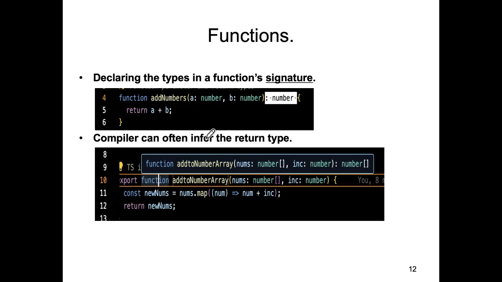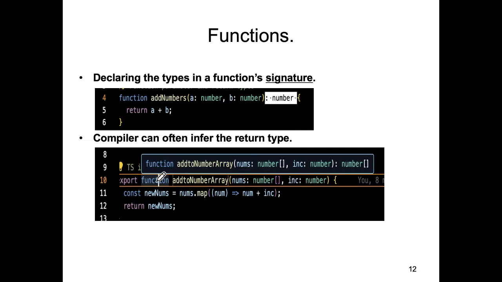And yes, indeed, the compiler can often infer the return type. So in the example here, I've got the add numbers array function. It takes an array of numbers and a single number, and it maps over the array of numbers, producing a computation on each one. If you follow the logic, new nums will be an array of numbers, and that's what I'm returning.